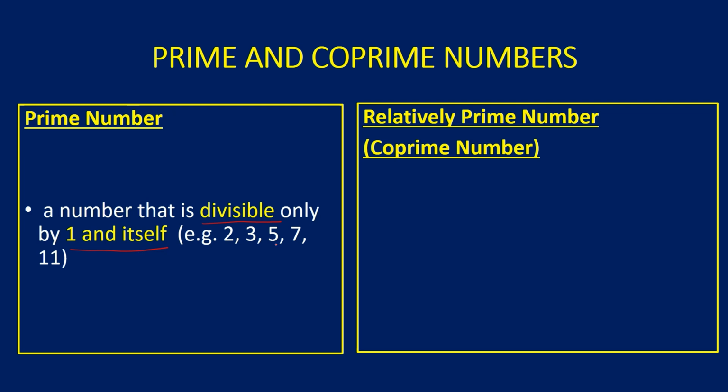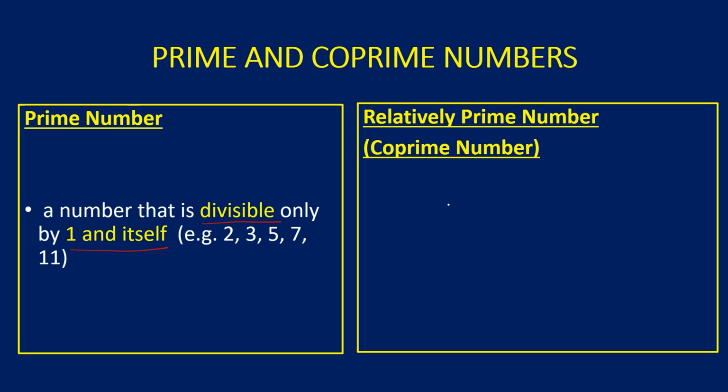For example, if you see 2, 3, 5, 7 and 11, if you divide them by 1 and by themselves, the remainder is 0. But if you divide these numbers by any other number other than 1 and itself, you will get some remainder, or you will get a fractional number, and hence these numbers are prime numbers.